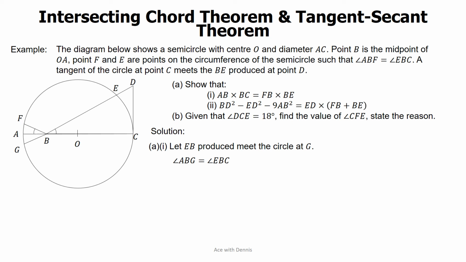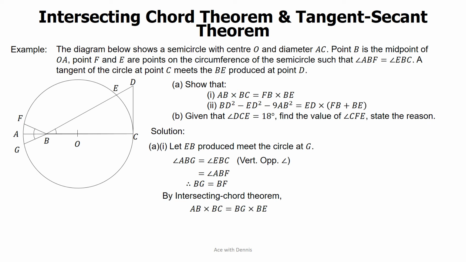Angle ABG equals angle EBC because it is vertically opposite angle. So here is the angle. And it is also equals ABF because we know that angle EBC equals angle ABF. Therefore, BG equals BF. By intersecting chord theorem, AB times BC equals BG times BE. Hence, AB times BC equals FB times BE. Shown.